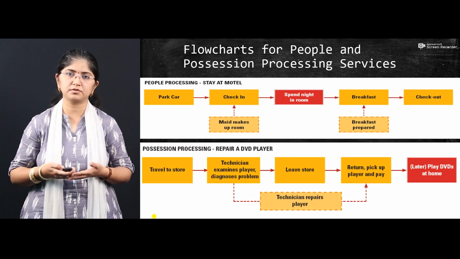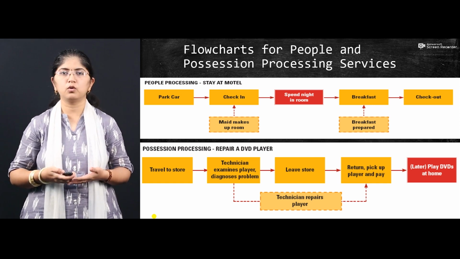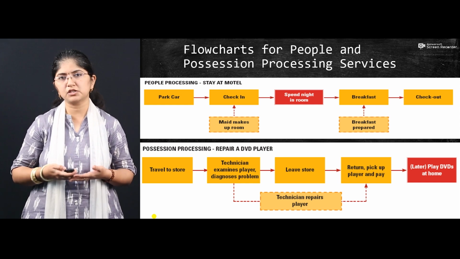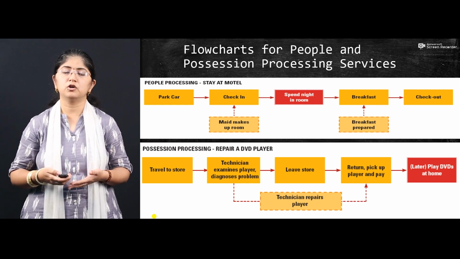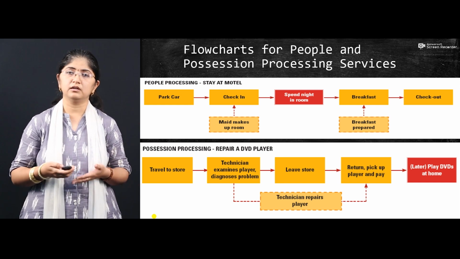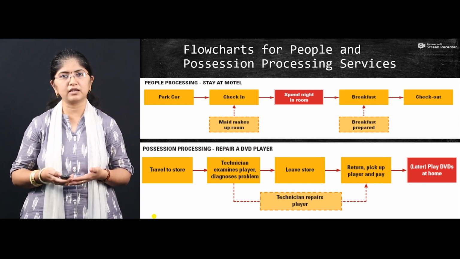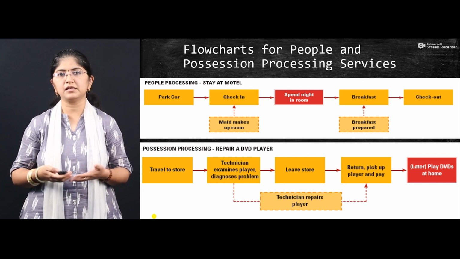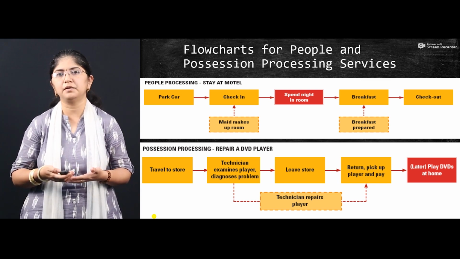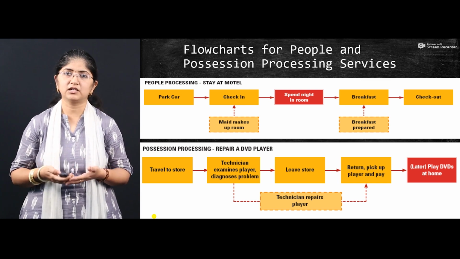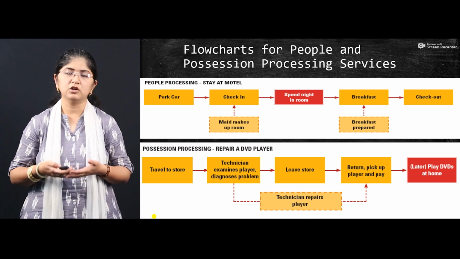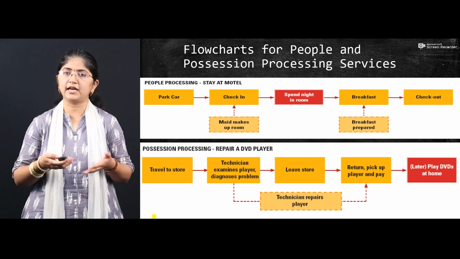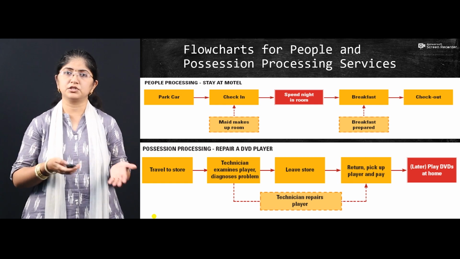In the case of possession processing, take the example, if I want my vehicle or my DVD player to get repaired, I'll just visit the store. The technician would observe the fault and repair it. We would leave the possession there. Then again the next day, I'll come there and pick up the device or the DVD player, and at home I'll try to play it. Here the actual process has been done on the possession which I have left there. So, backstage and front stage processes differ as your people or possession differ.